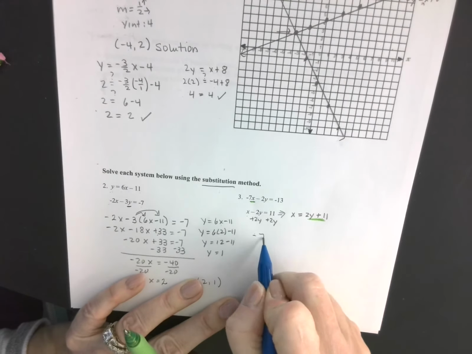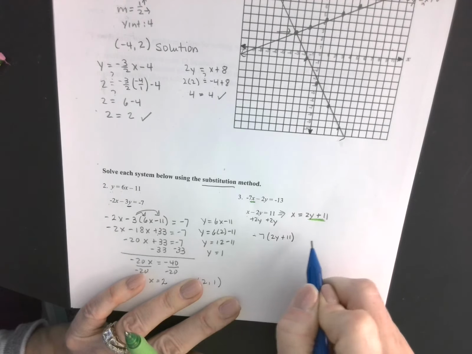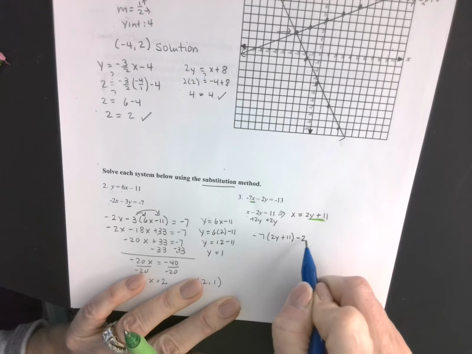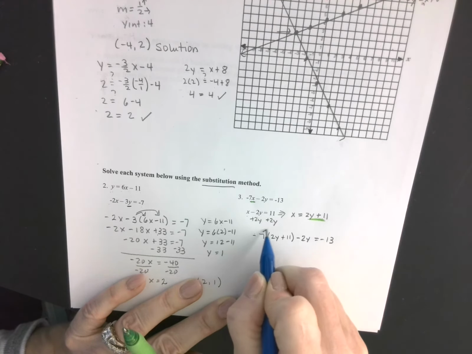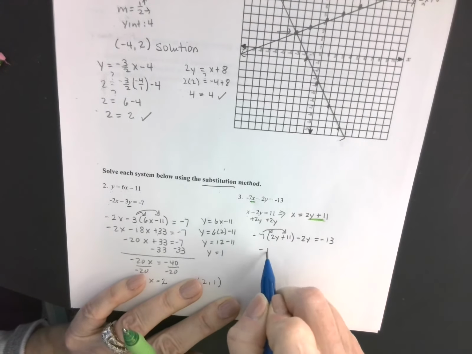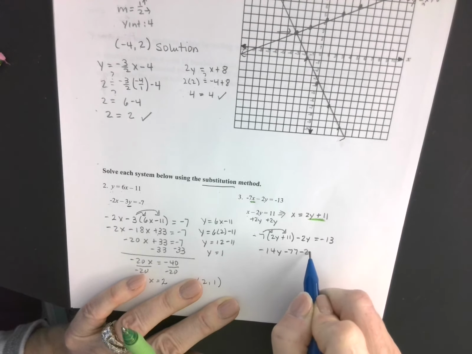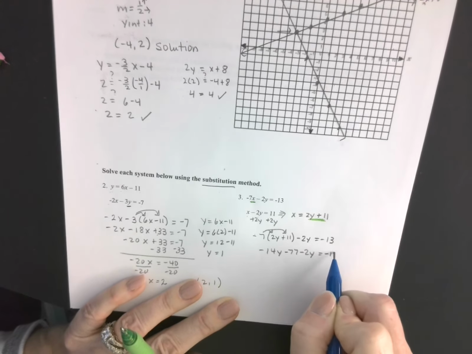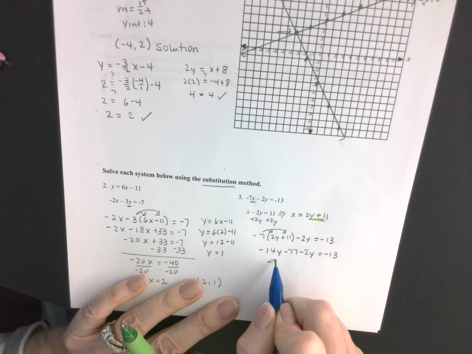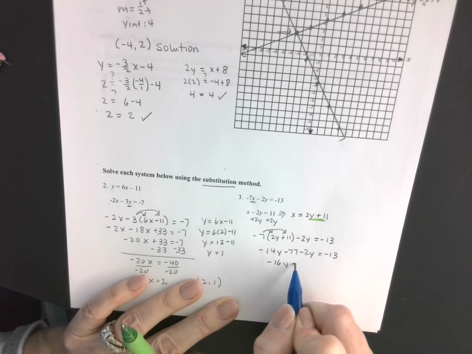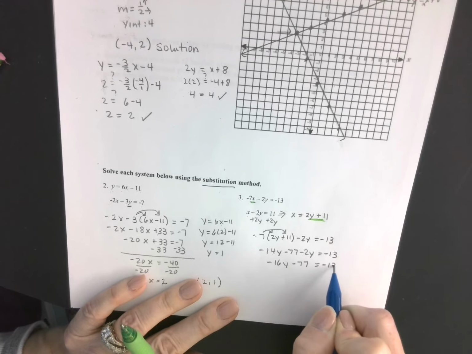So negative 7 times 2y plus 11 minus 2y equals negative 13. Distribute the negative 7, we get negative 14y minus 77 minus 2y equals negative 13. Combine like terms, negative 16y minus 77 is equal to negative 13.